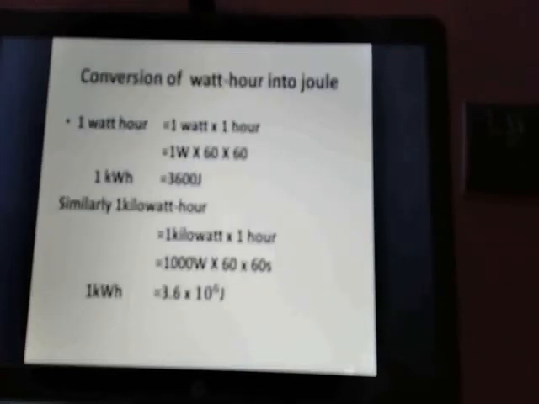Next, conversion of watt hour into joule. 1 watt hour is equal to 1 watt into 1 hour. Here 1 hour is equal to 60 into 60 second. So 1 watt into 3600 second is equal to 3600 joule. Similarly, 1 kilowatt hour is equal to 1 kilowatt into 1 hour. Here 1 kilowatt is equal to 1000 watt and 1 hour is equal to 60 into 60 second. So 1 kilowatt hour is equal to 3.6 into 10 raised to 6 joule.